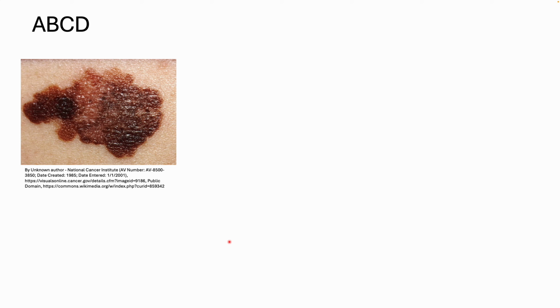So one of the things to keep in mind about moles, especially because we're trying to monitor them in case of melanoma, is the ABCD, sometimes E rule. The American Cancer Society uses this rule for recognizing melanoma. The A stands for asymmetry. So notice that this mole is not symmetrical. It has differences on the left compared to the right and the top compared to the bottom.